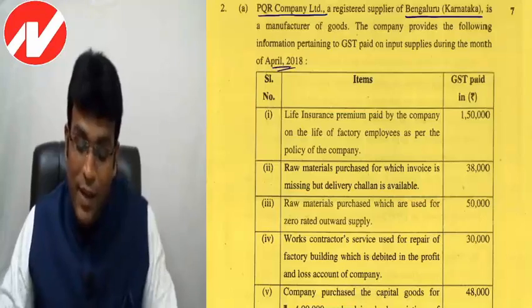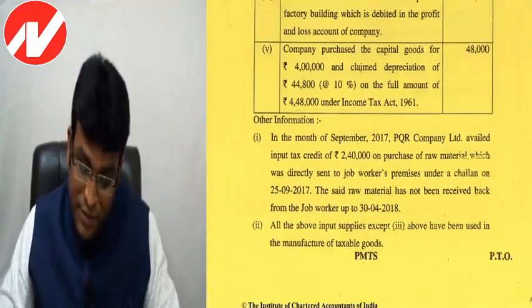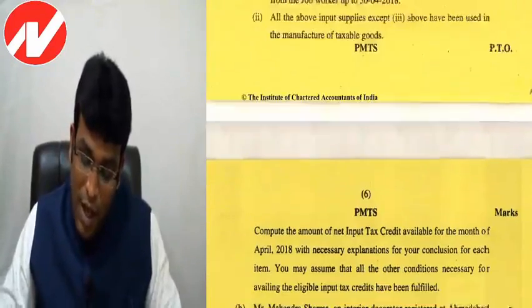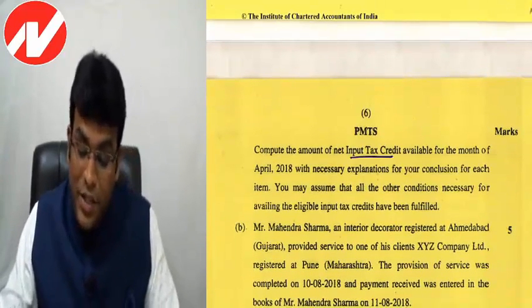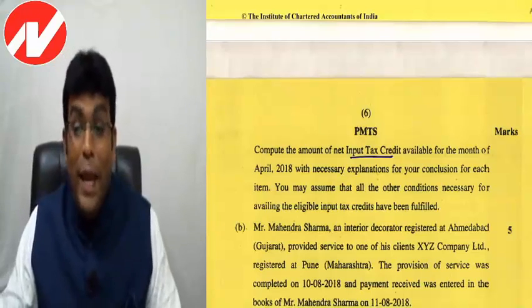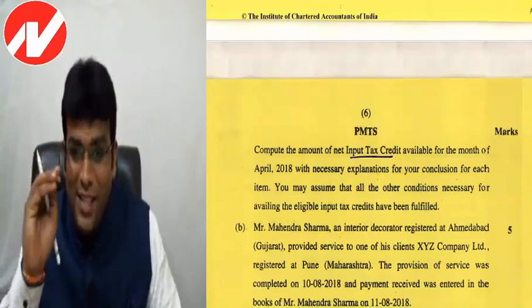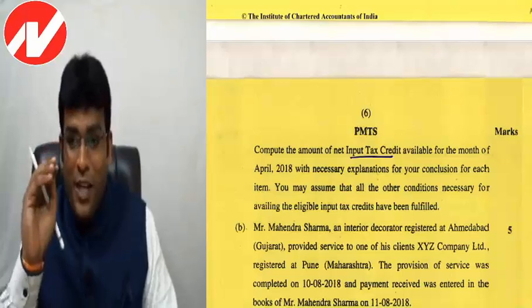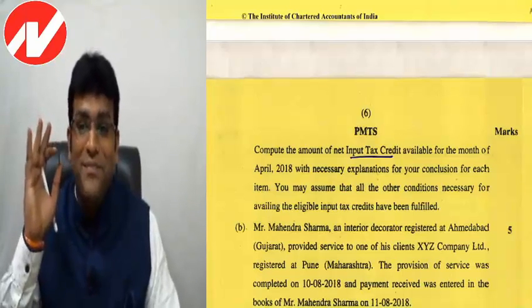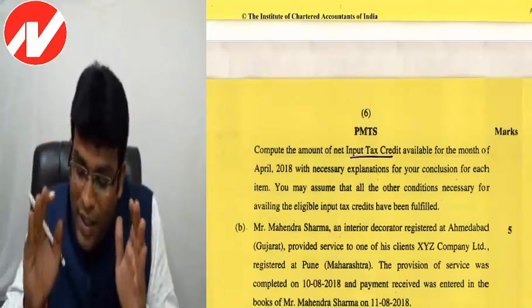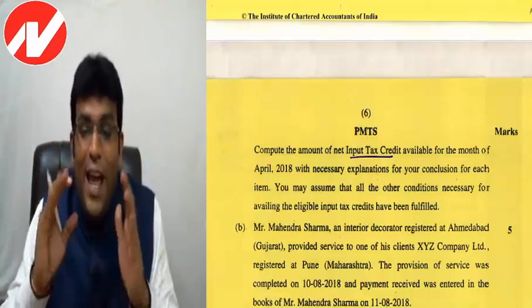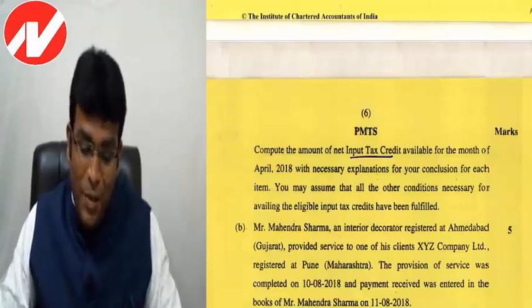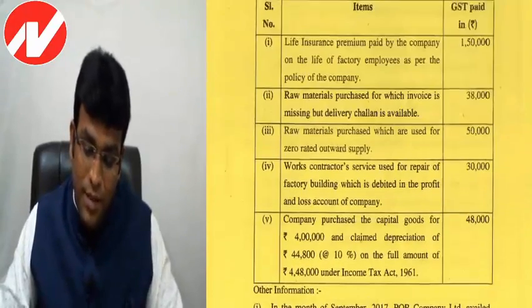So obviously what they will ask you is to see the question first of all. Compute the amount of net input tax credits available for the month of April 2018 with necessary explanation for your conclusion for each item. You may assume that all the necessary conditions for availing input tax credit have been fulfilled. Let's look at the question.